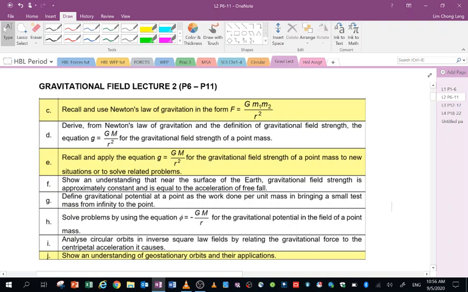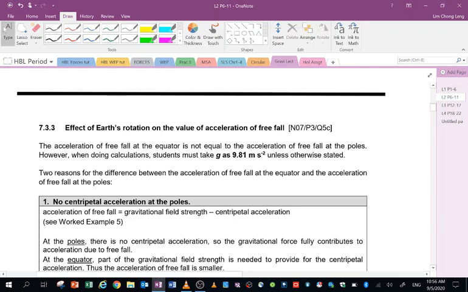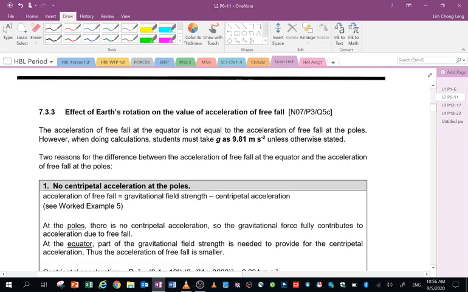We will revisit objectives C and E and cover a new objective J. Without further ado, let's look at the first concept: the effect of Earth's rotation on the value of acceleration of free fall.